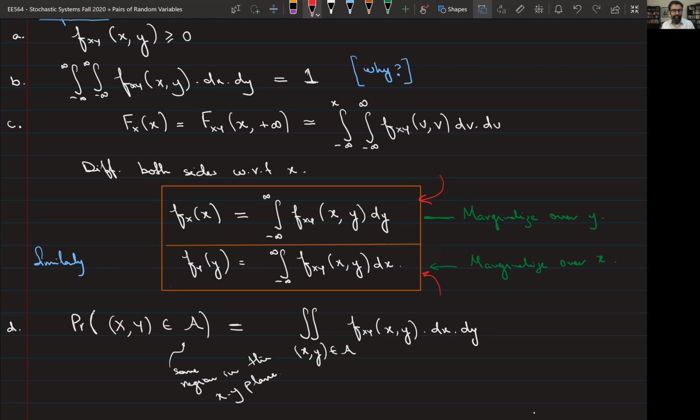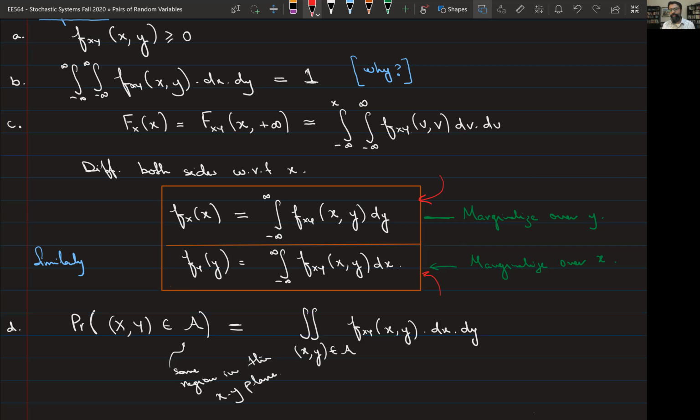And then finally, the last property we did was that the probability that the random variables capital X and capital Y belong to a certain two-dimensional region A is equal to what? You just integrate the joint PDF over that region A. You just integrate over only those values of X and Y that reside in that region A. So these are a summary of some of the properties we did.